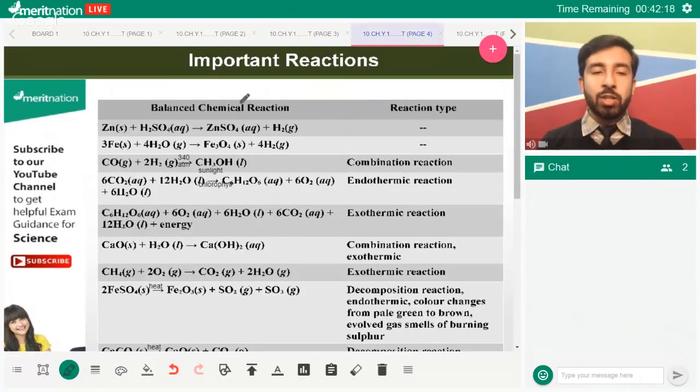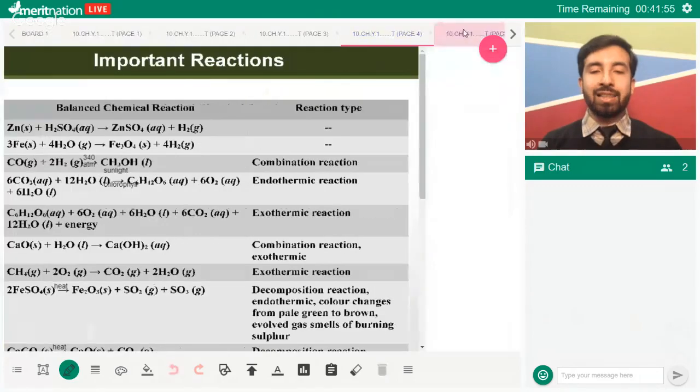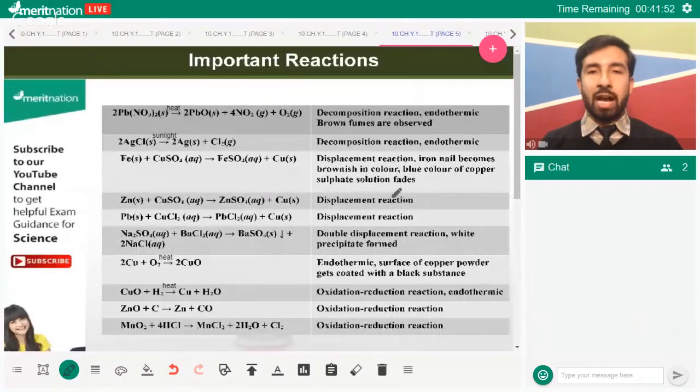Now on the screens, you're given the important reactions listed from the whole chapter. On the left side, you're given the balanced chemical reactions, and on the right side, you're given the reaction types, that means into which category they fall. This would help you summarize the whole reactions of the chapter at a particular place, and help you revise the reactions in one go. This is one table, and this is another table, giving you all the reactions. You have to go through all the reactions of the chapter and check which category they belong to.